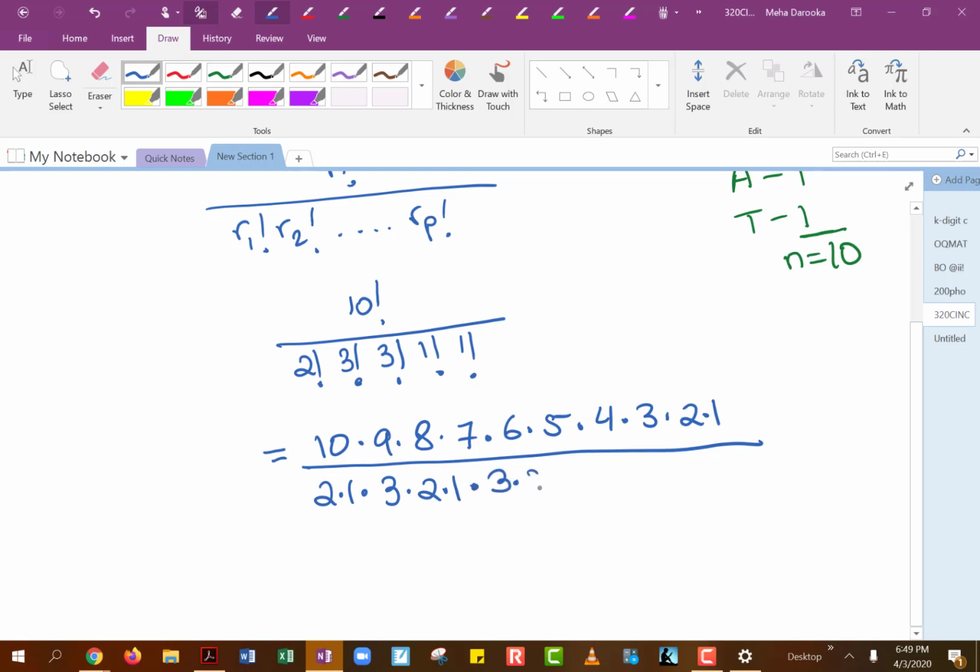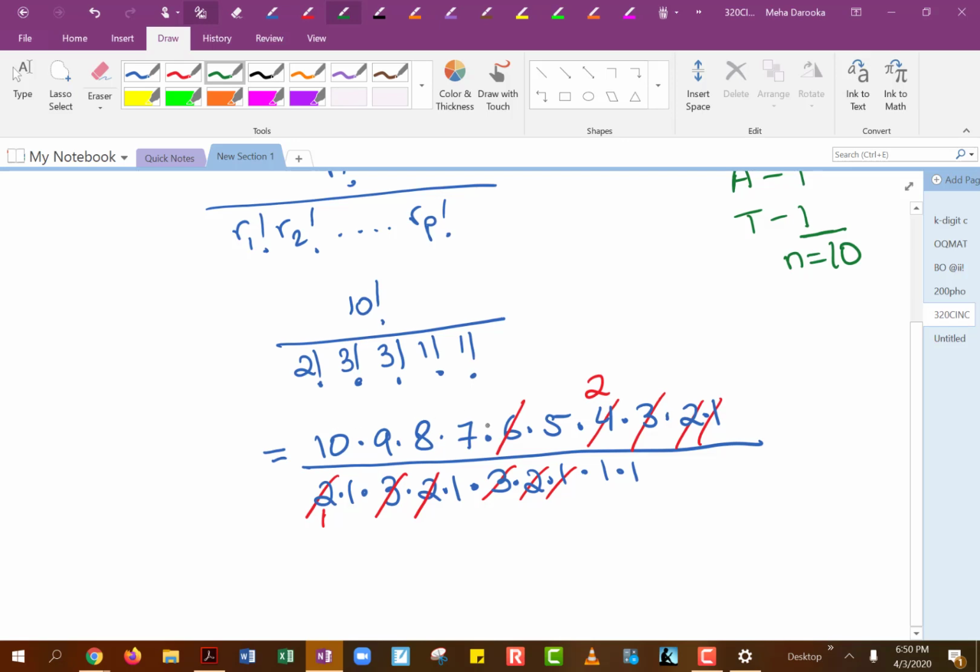Let's do this in color. 3, 2, 1, 3, 2, 1. They can cancel out, right? 3 times 2 is 6, so you can cancel it out with 6. And then I am left with a bunch of 1s, so 1s are okay. 2 will go into itself once, and 2 can go into 4 twice, right? So you would then be left behind with 10, 9, 8, 7 here. You are left behind with 5 and 2 from there.